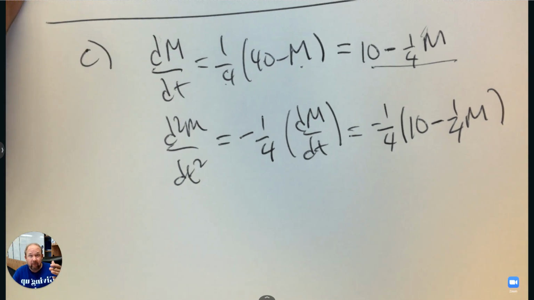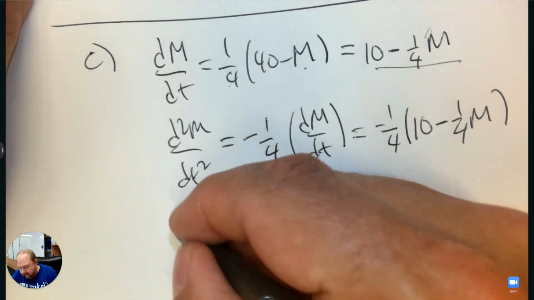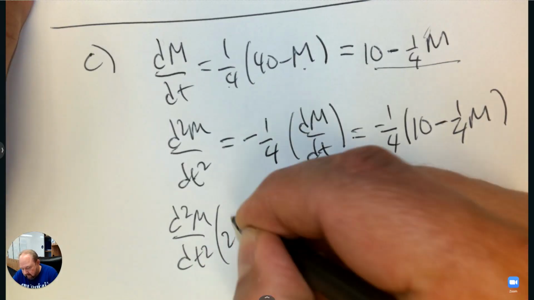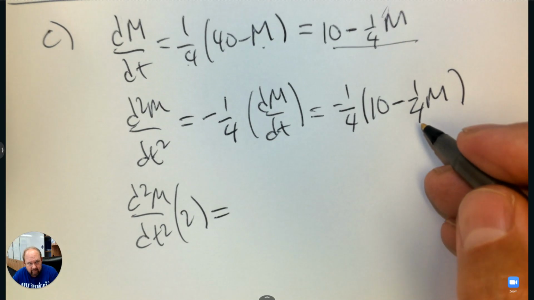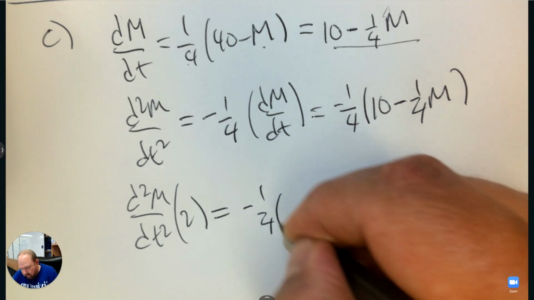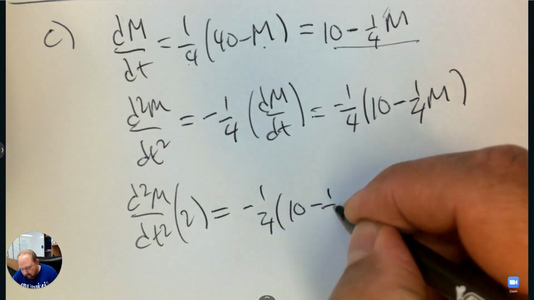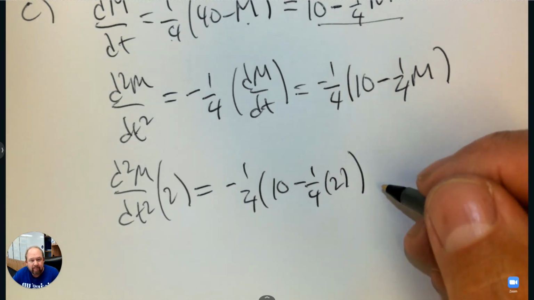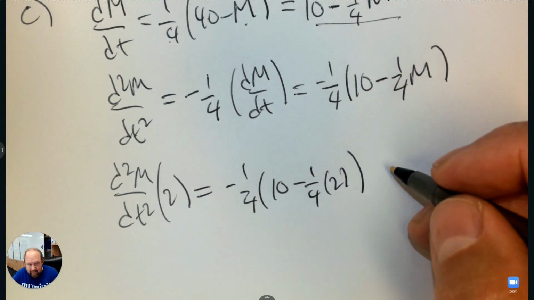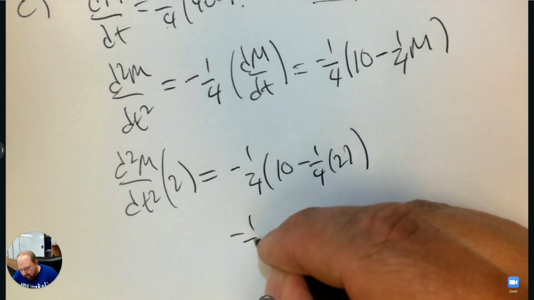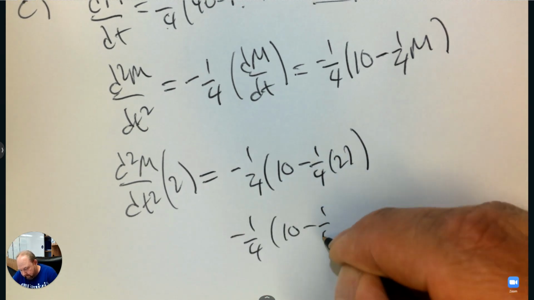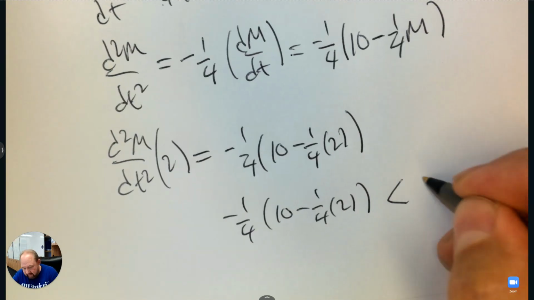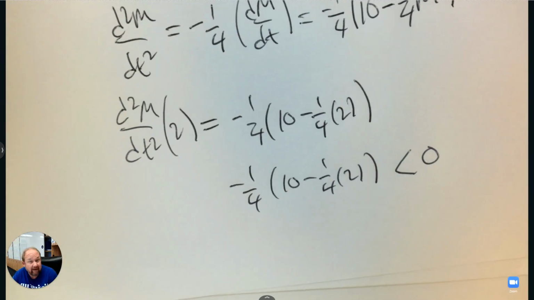So to know if it's an over or underestimate at 2, I need to know what the concavity is. I need to know at 2, is the answer positive or negative? So I have negative 1/4. I have 10 minus 1/4 times 2. And if I simplify that, you can see that answer, and I don't have to simplify it further, right? You can see that answer is less than 0, which means it's concave down.